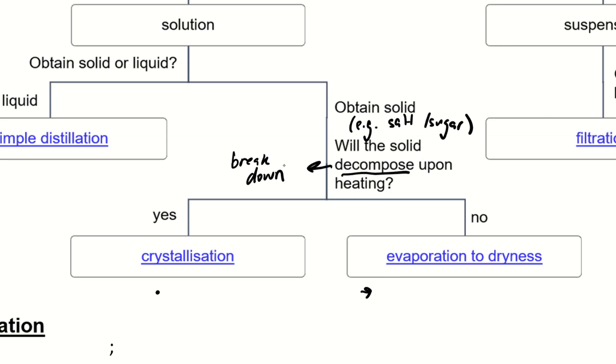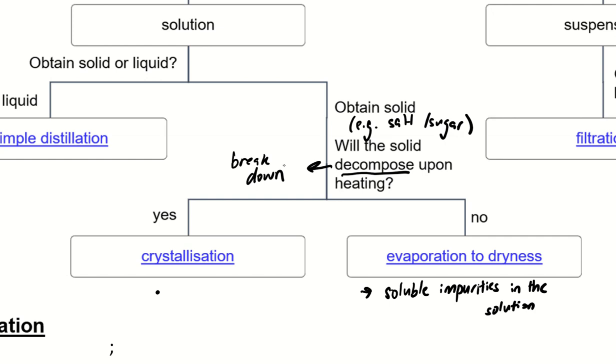For example, sometimes we can have some soluble impurities in the solution. So when you evaporate all the liquid away from the solution, you notice that there will be salt remaining, and there will also be other soluble impurities that we cannot differentiate. So this is the downside of evaporation to dryness.